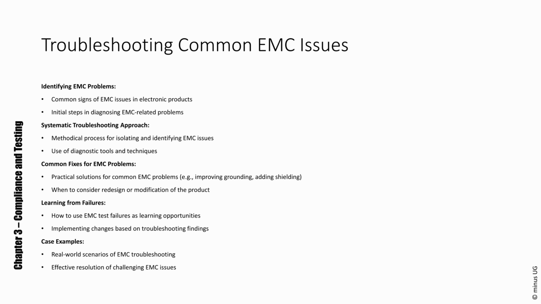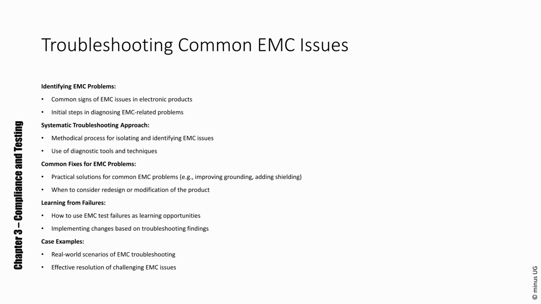This may involve using diagnostic tools such as spectrum analyzers to measure emissions or immunity testing setups to assess the product's response to controlled EMI. Techniques like segmenting the product into smaller functional blocks, testing them individually, and applying systematic changes can help isolate the problem. Common fixes for EMC problems.